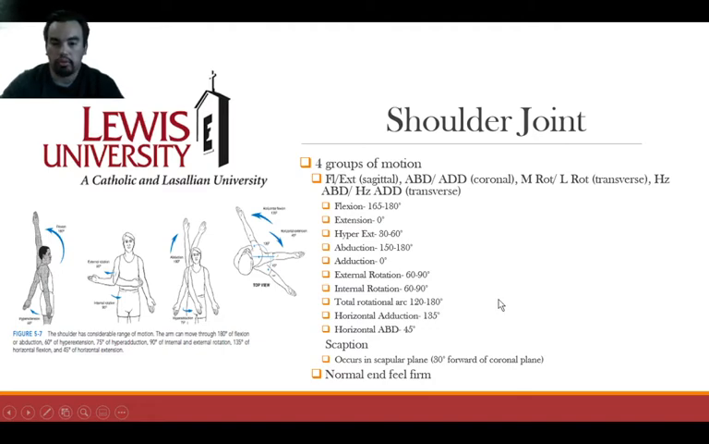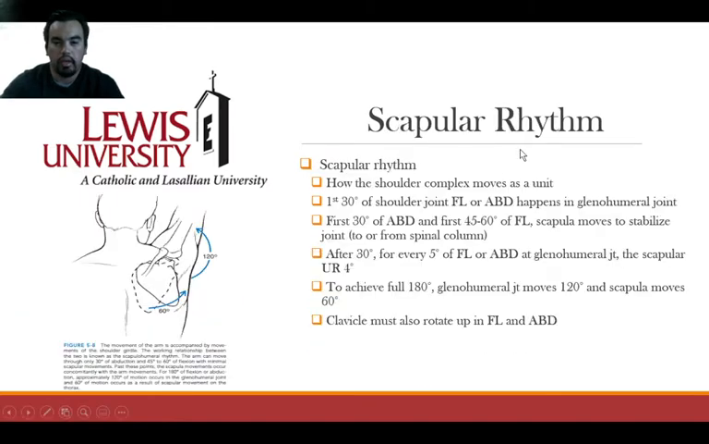All these motions do. Then we have what's called the scapular rhythm. The scapular rhythm is how the shoulder complex moves as one unit. So very few times does just a glenohumeral joint move, or just a sternoclavicular joint move, or the acromioclavicular joint move, or the scapulothoracic joint move. Many times it's often multiple joints creating one movement.